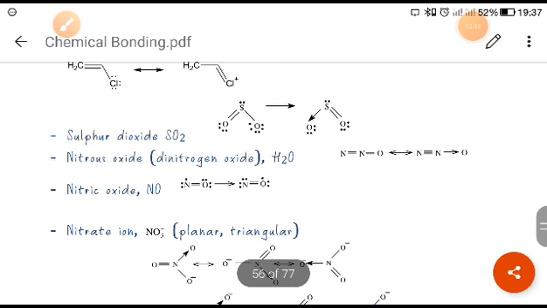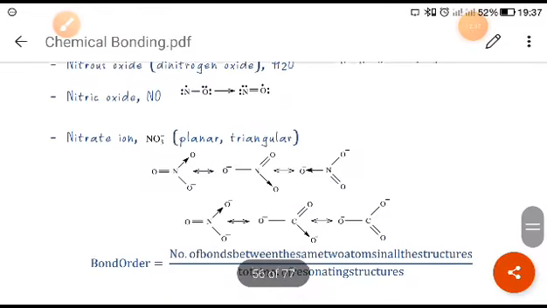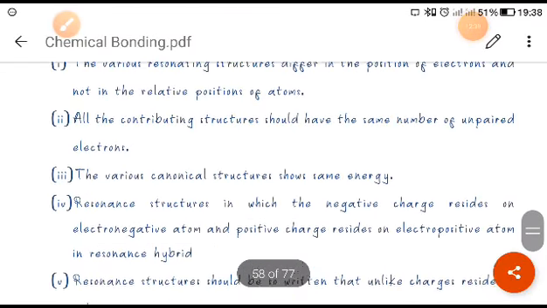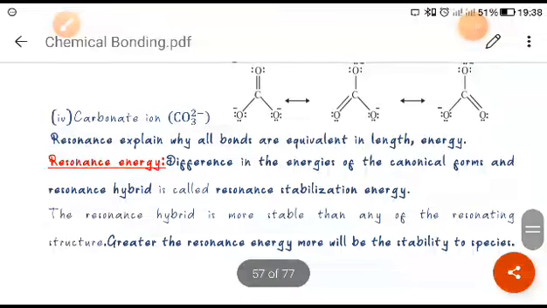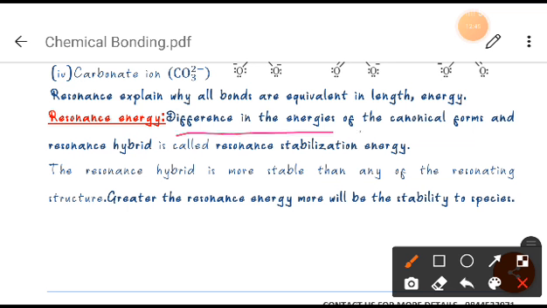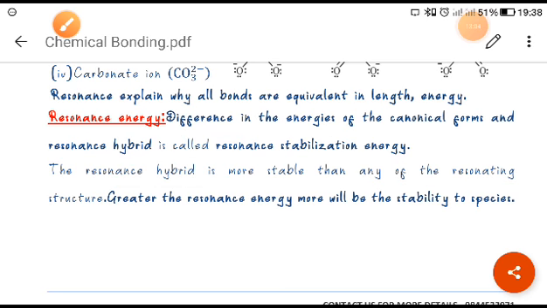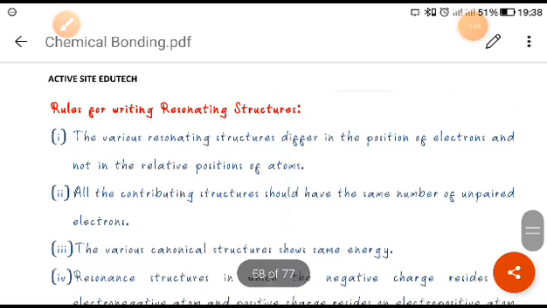After that, the resonance energy is given here also. As you can see, what is resonance energy? The difference in the energy of the canonical form, or resonating form, and the resonance hybrid is called resonance stabilization energy. Or we can say the resonance hybrid is more stable than any of the resonating structures. We can say, the greater the number of resonating structures, the more will be the stability, right? So I hope you have understood what a resonating structure is.